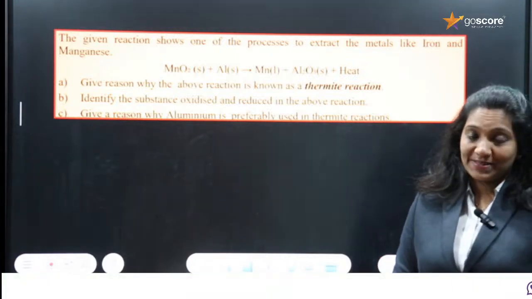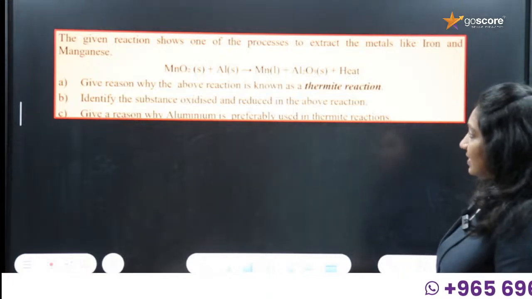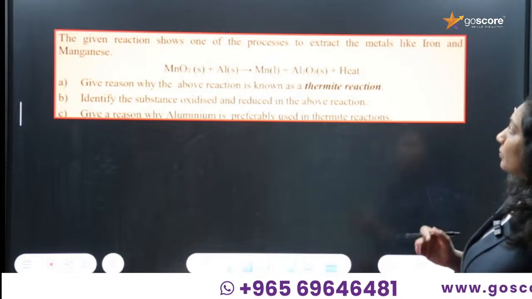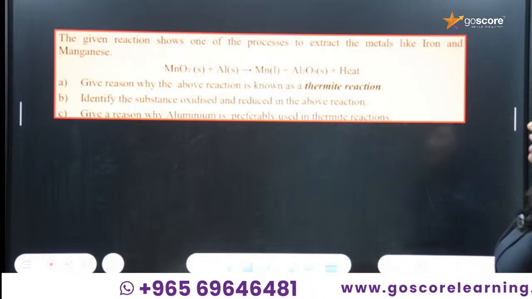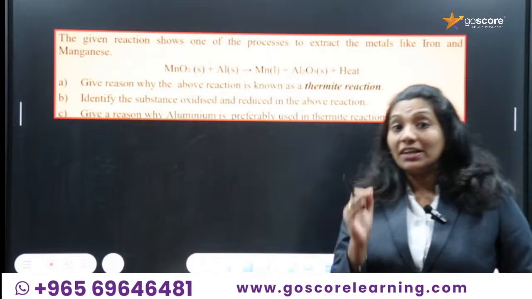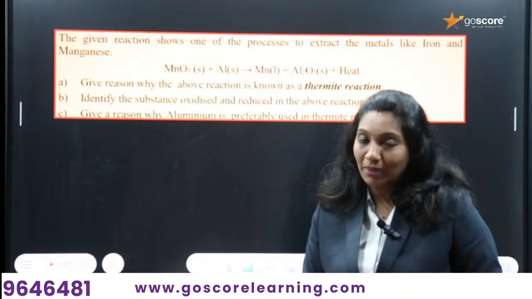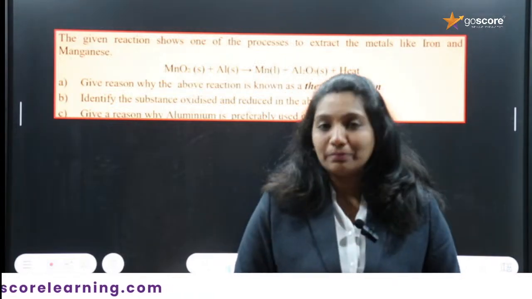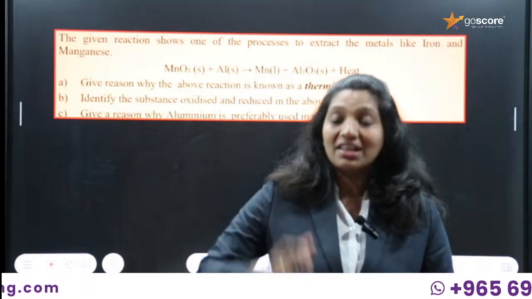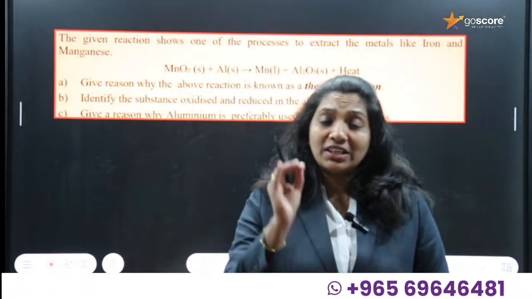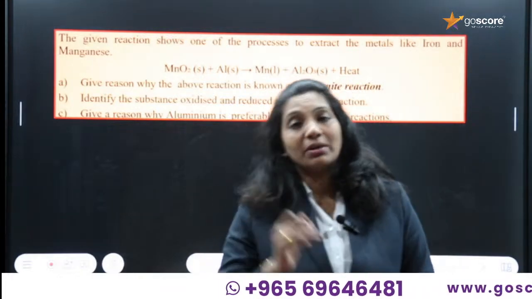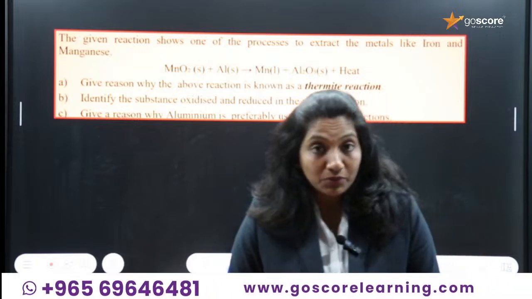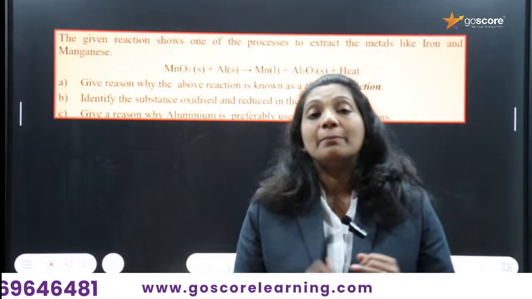3 mark questions. Okay. So your section C question is, the given reaction shows one of the processes to extract metals like iron and manganese. So you know clearly that for the extraction of manganese and iron, we are using the thermite reaction. I told you in the previous live session that it is very important, and you should know the balanced reaction for the thermite reaction as well, right? And which are the metals which we are extracting using the thermite process? It is nothing but iron and manganese.